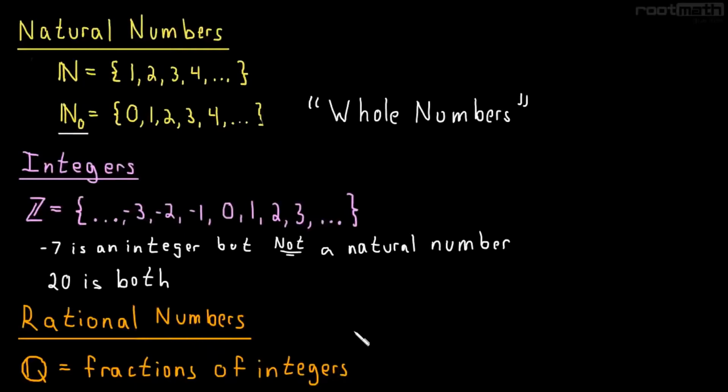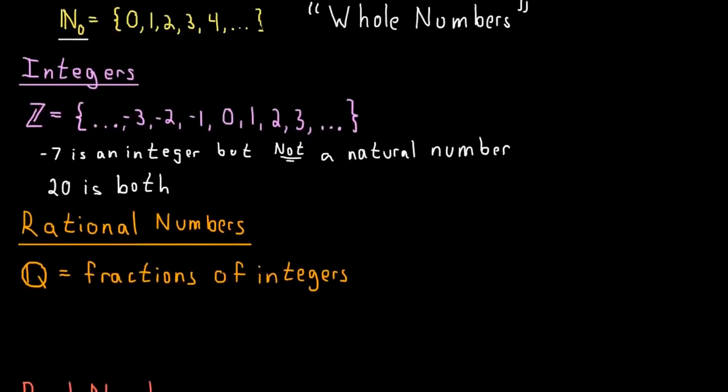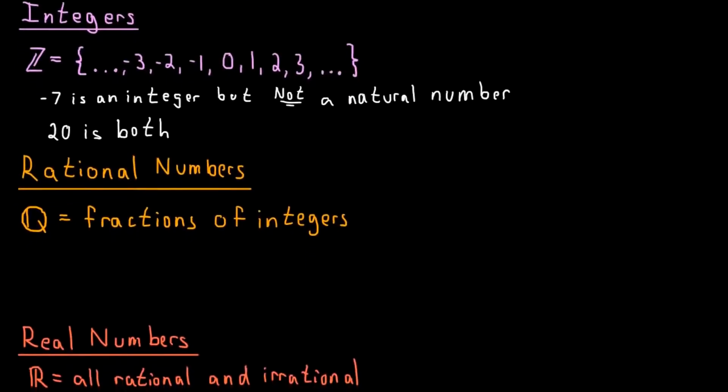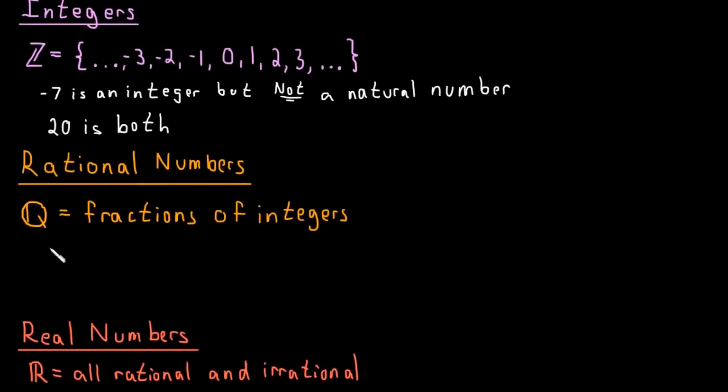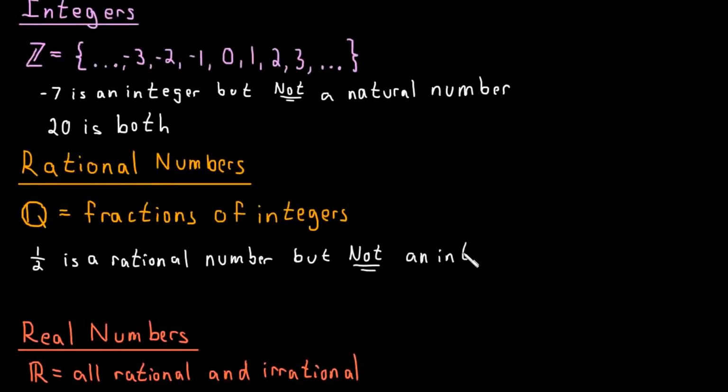Now, what's an example of a number that's not an integer? Well, how about something like a fraction? If we want to include all the fractions, then we move to the rational numbers. So, for instance, 1/2 is a rational number, but it's not an integer.